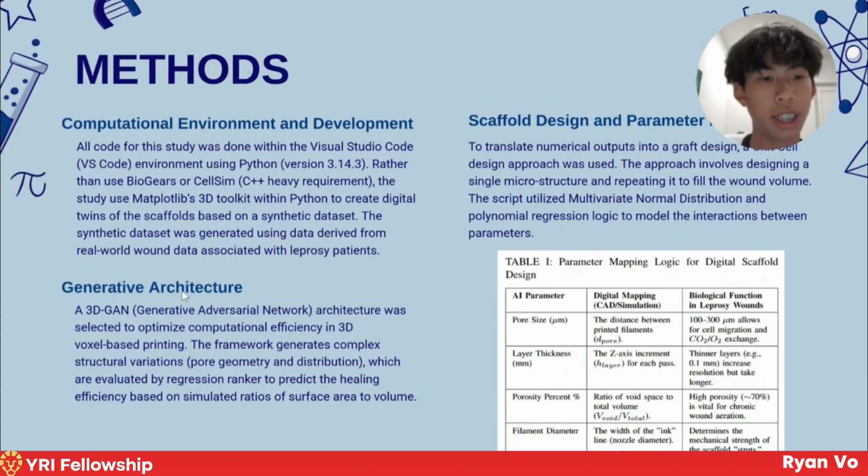And then generative architecture: 3D GAN, or generative adversarial network architecture, was selected because it's very computationally efficient for 3D voxel-based printing, and pixels for a 2D screen. A voxel is like a pixel for a 3D structure, and it helps models visualize what's being printed. And the framework generates complex structural variations of pore geometry and distribution, which are then evaluated by a regression ranker to predict the healing efficiency based on simulated surface area to volume ratios.